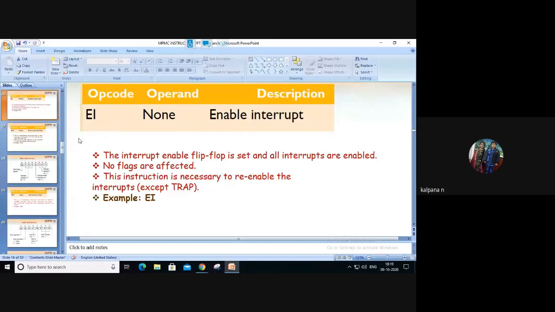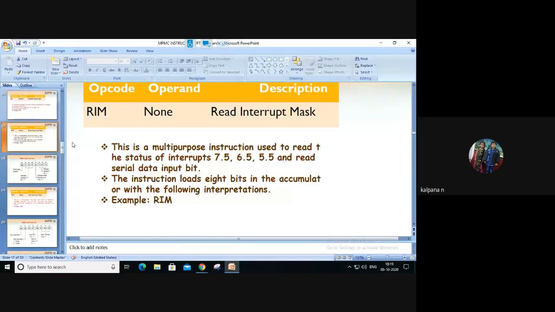DI also, no address location. So all these are what? All these are implicit instructions. NOP, no operation. Halt, HLT, halt the program. DI, disable interrupt. EI, enable interrupt. And this is read interrupt mask.